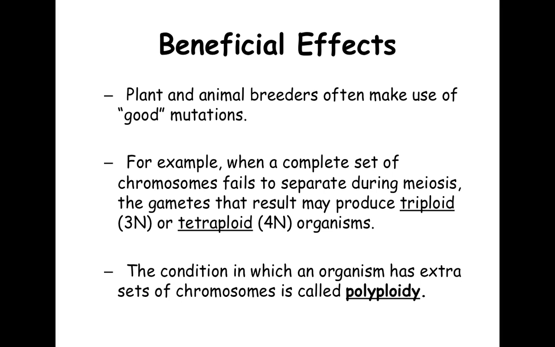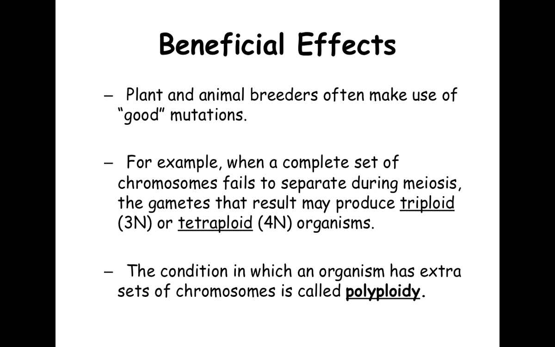Our food supply is very reliant on the use of these good mutations. What we do is we force the chromosomes to not separate during mitosis, and the gametes, when we then reproduce, we can get triploid, which is 3N, or tetraploid organisms. This is a condition that is called polyploidy. And we use this mostly with plants, not so much with animals, but with plants.